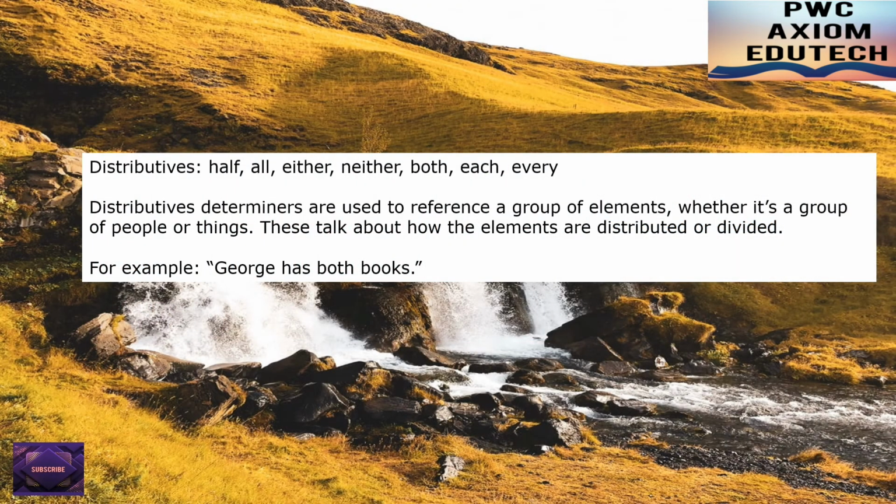Let us learn about distributive determiners. Distributive determiners are half, all, either, neither, both, each, every. They are used to reference a group of elements, whether it's a group of people or things. These talk about how the elements are distributed or divided. For example, George has both books.